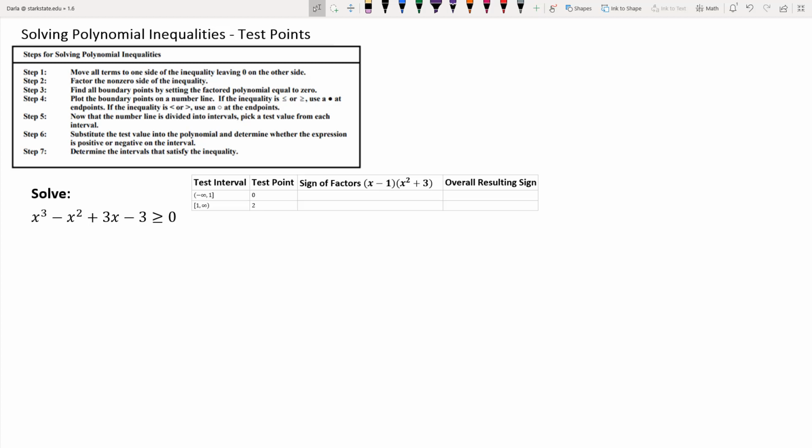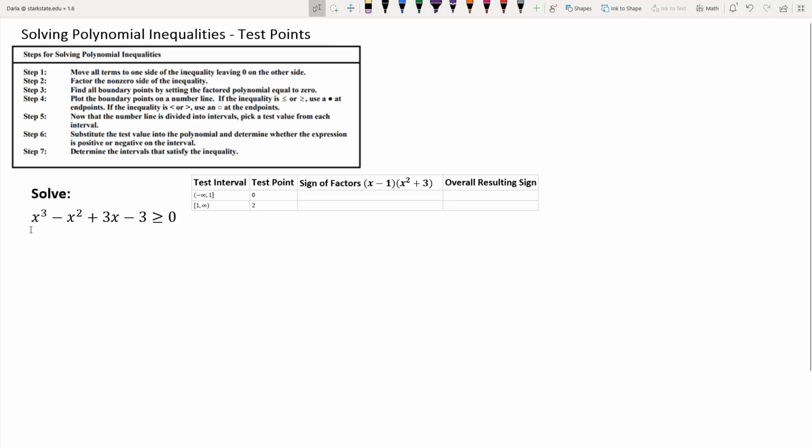The focus of this lesson is on solving a polynomial inequality using test points. The first step is to make sure one side of your inequality is 0. In other words, all the terms need to be moved to the other side of the inequality. That step is already done for us. So then we would move on to our factoring techniques to factor that non-zero side.